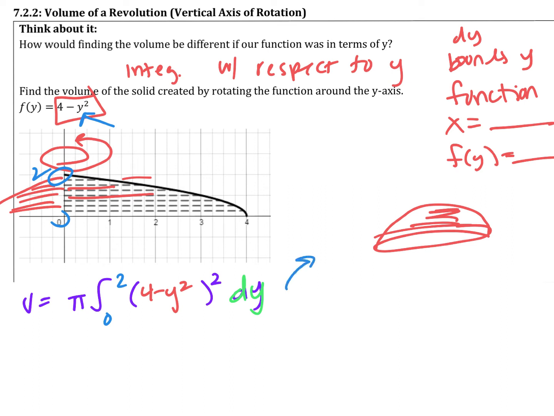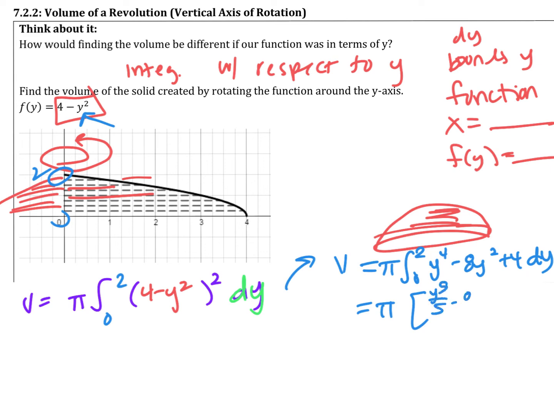So I'm going to come over here to give myself some space. We're going to expand first. So the integral from 0 to 2 of y to the 4th minus 8y squared plus 16 dy. Man, I really like to pick this function that has basically the same antiderivative each time, but oh well. Plus 4y? No, not 4. This should be 16. This should be 16 from 0 to 2.